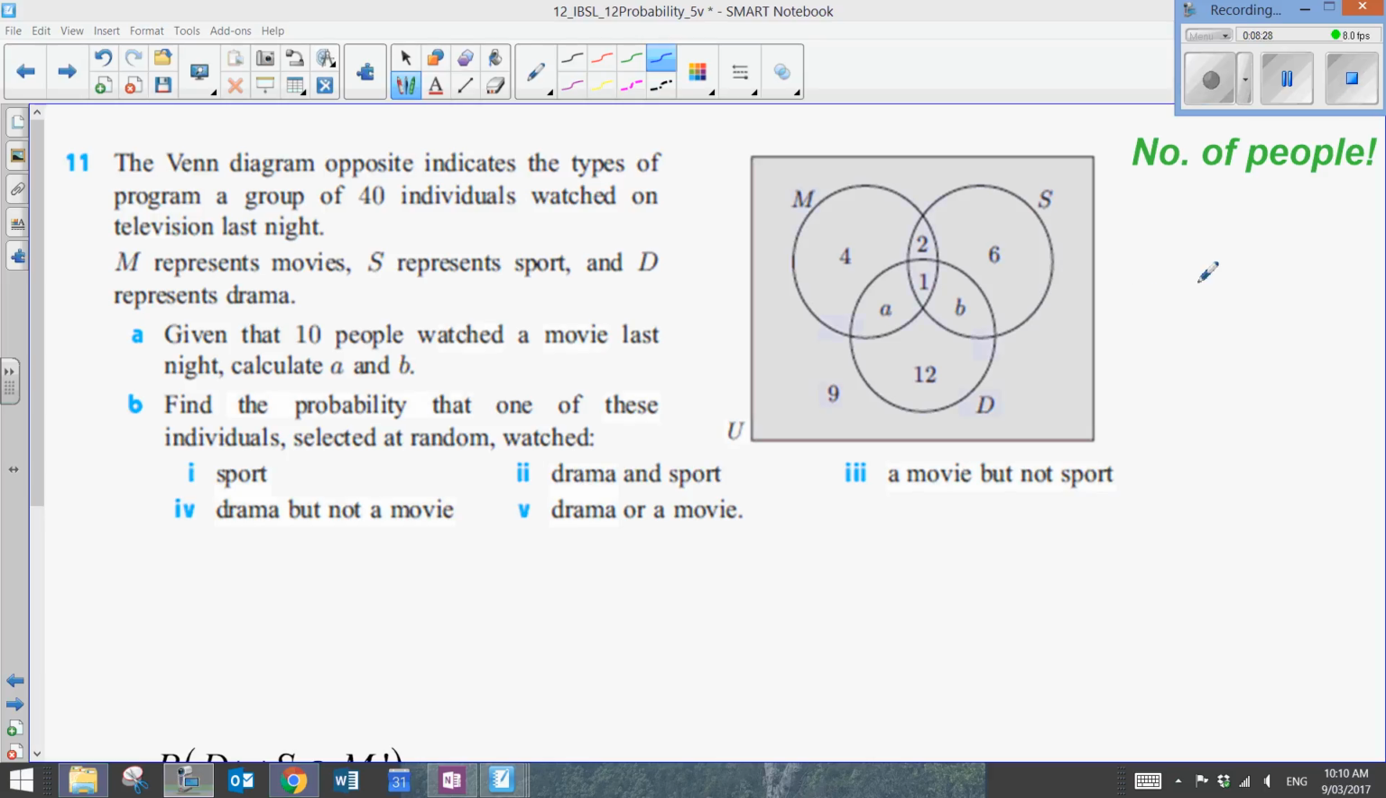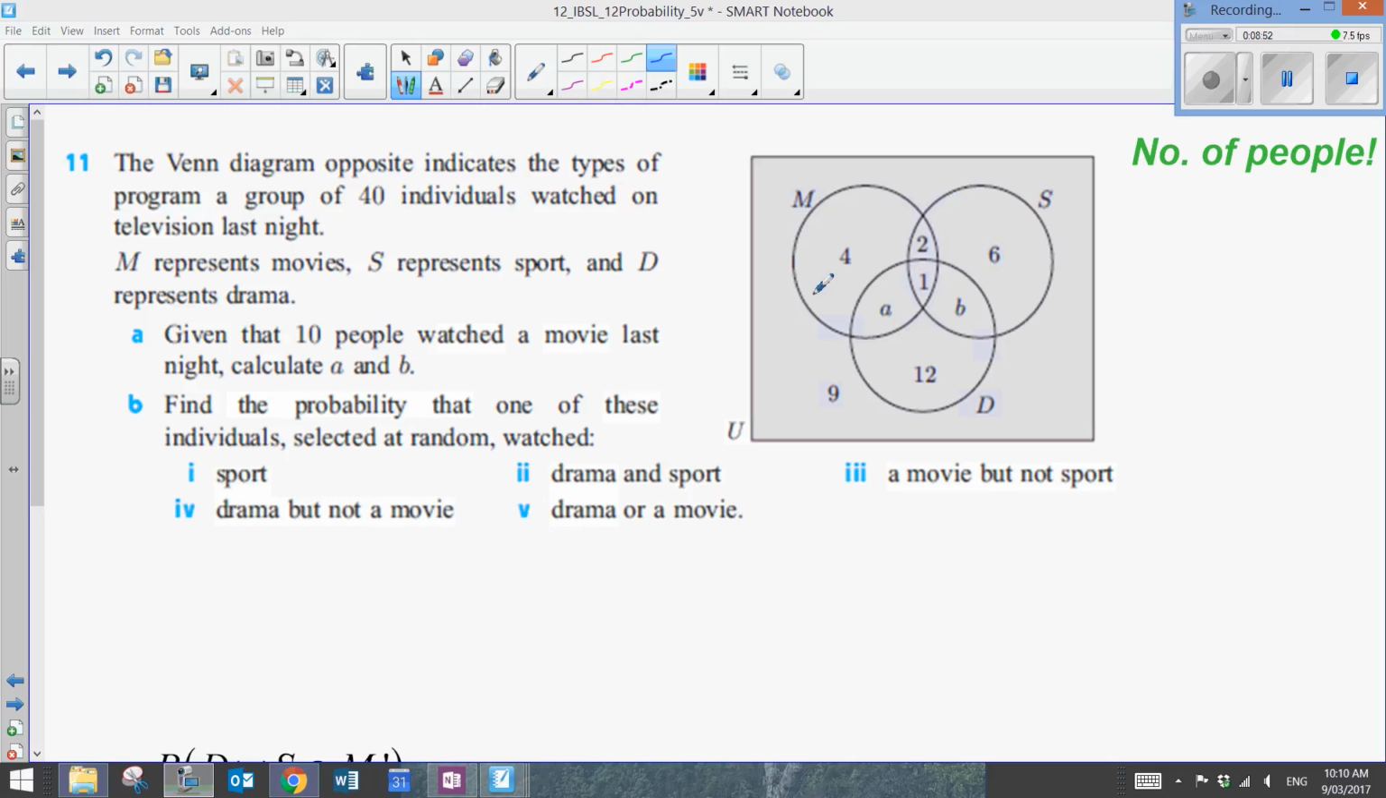Number 11 uses a Venn diagram with 3 different sets in it, and we have 40 people total who have watched different types of television. M represents movies, S represents sports, and D represents drama. If you're given that 10 people have watched a movie last night, calculate the values of A and B. So they've left 2 values that are unknown. Enough information is given, though, that you can figure out what A and B actually are.